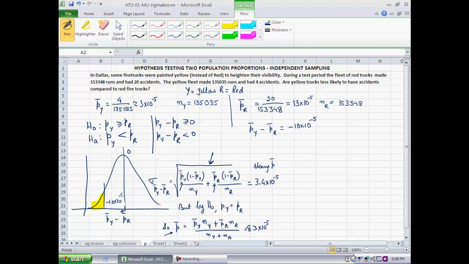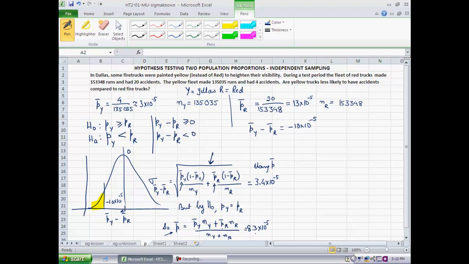So when you do the math, P bar ends up being 8.3 times 10 to the minus 5. So all you do is take this 8.3 times 10 to the minus 5 and plug it in place of both P bar y as well as P bar r, because those two will be equal if the null is true as an equality. Once you plug this 8.3 back into this expression with the square root, you will end up with 3.4 times 10 to the minus 5. So that's the standard deviation of P bar y minus P bar r, in other words, the standard deviation of the sample statistic.